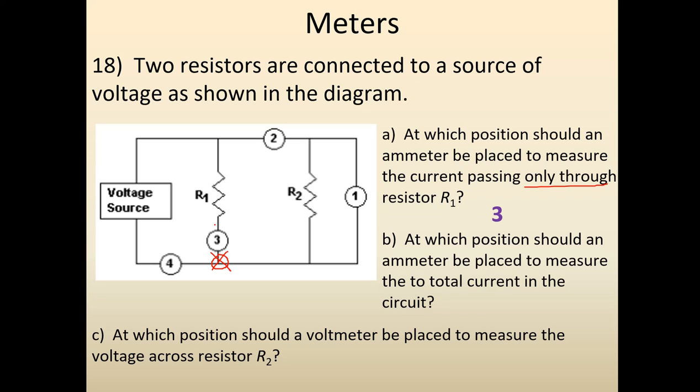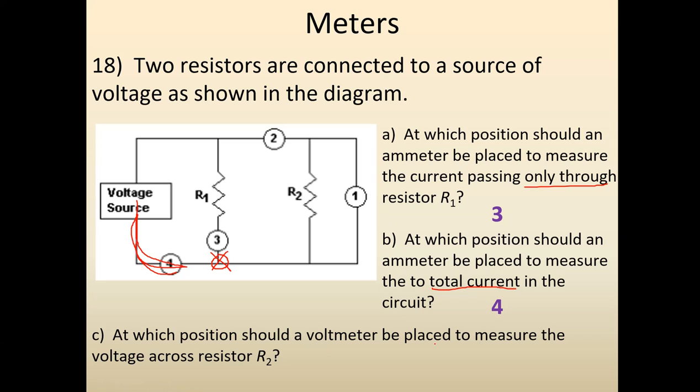For part B, now we want the ammeter to measure the total. So since we're looking for the total, we're going to want to put it as close to the battery as possible. And that one is this one, 4, because regardless of what path I take, I always go through 4.